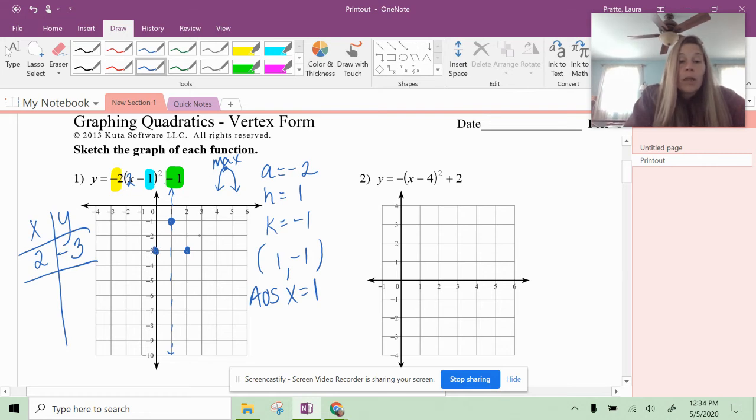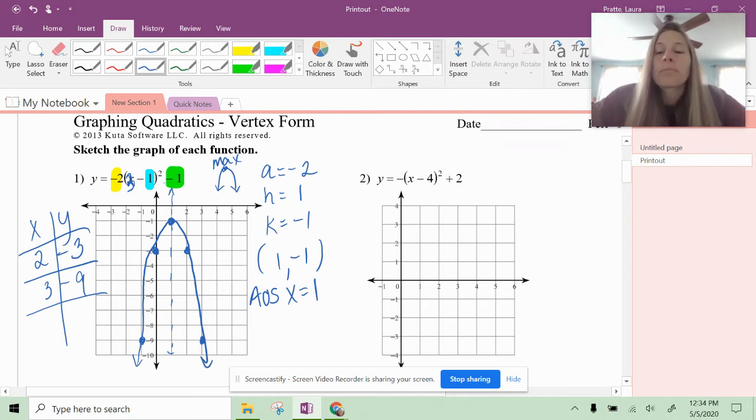If you wanted to pick another point, like let's say I wanted to do 3. 3 minus 1 is 2. 2 squared is 4. 4 times -2 is -8. And -8 minus 1 would be -9. So I could go 3, -9. I'd be down here. And then, of course, I could match that up on the other side of the axis of symmetry. Whoa, that was really a squiggly line there, but you get the idea.